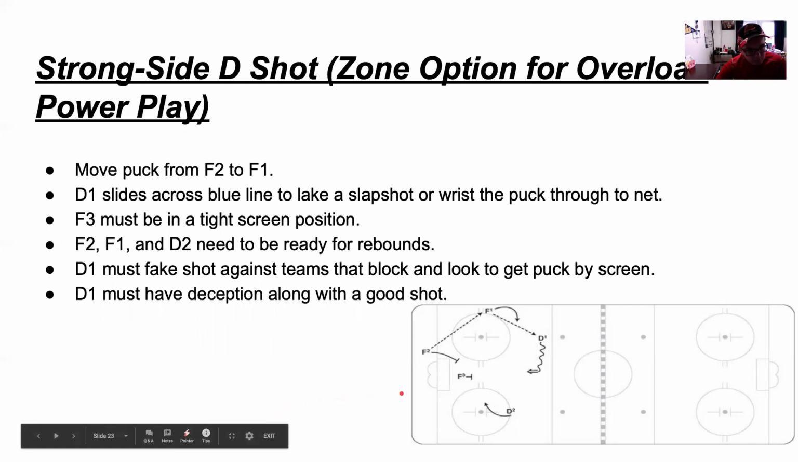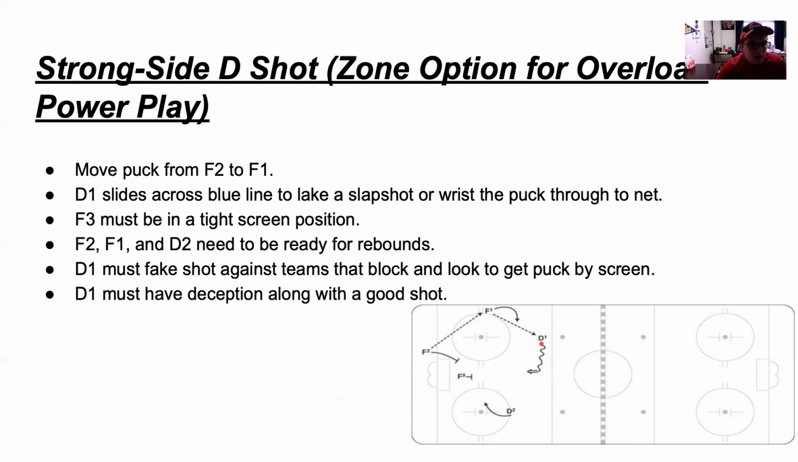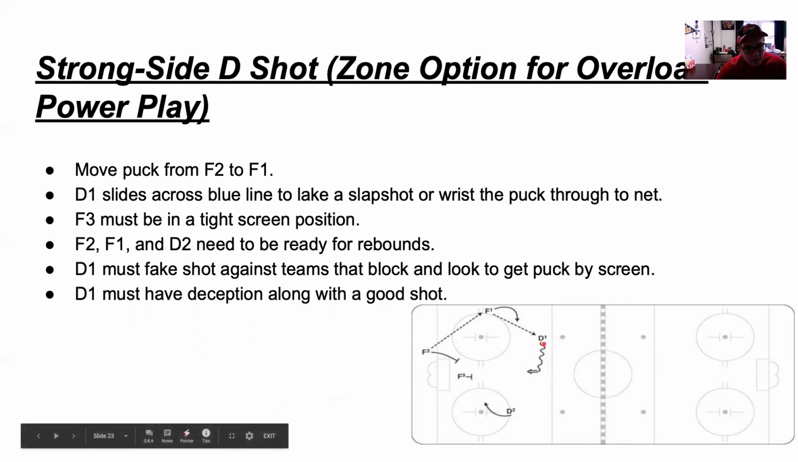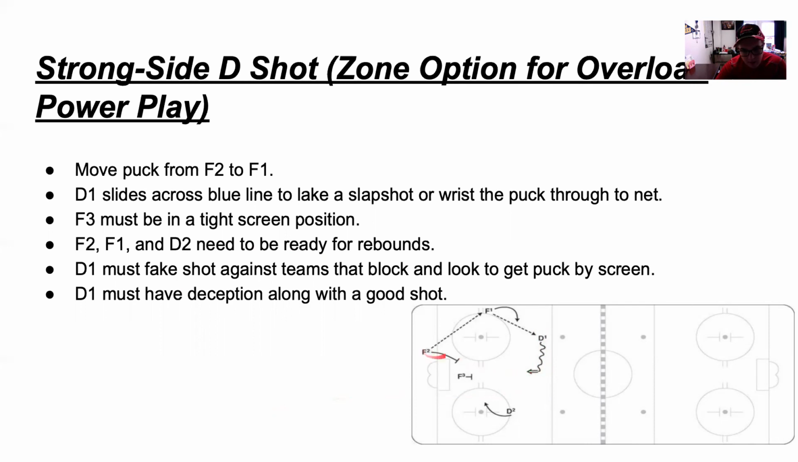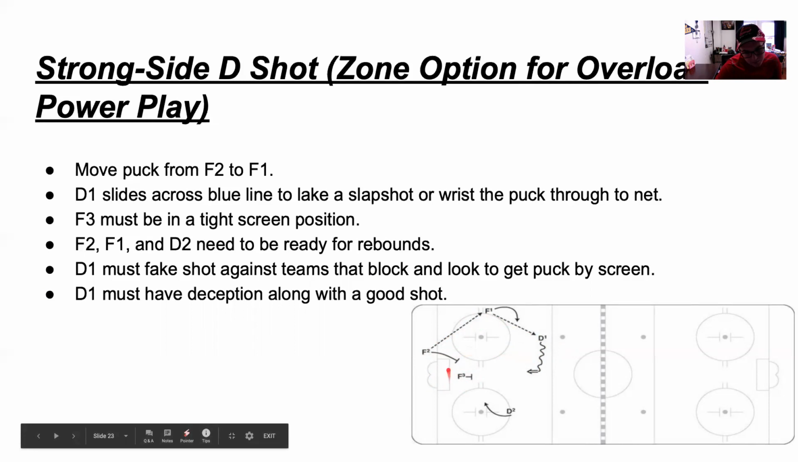Okay, so in this position, D1 has the puck. Okay. So in this play is the strong side D on the side. So D1 moves the puck side to side. Okay. We'll look. So F2, okay, F2 has the puck. Now, this is our strong side D, but F2 is going to make that pass to F1, who's going to pass that puck to D1. D1, who's the strong side D, is going to come over. Okay, so D1's going to make that slap shot or wrist shot through the net while F3 screens the goalie, which is making the goalie's life miserable.